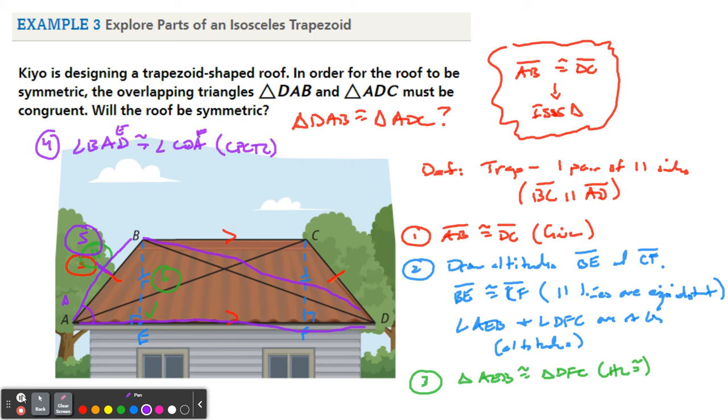Now that's a pair of angles. So we have a pair of sides, we have a pair of angles. Where is the last thing going to come from? Well, the two triangles overlap. I'm going to do this one in yellow just so you can see a little bit better.